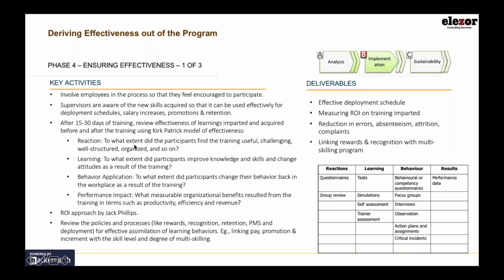In reaction, you see to what extent the participant found the training useful, challenging, well structured, organized, and so on. You develop questions on these guidelines: reaction, learning, behavioral application, performance impact. To what extent did the participants improve knowledge and skills and change attitudes as a result of the training? Behavioral application covers to what extent participants changed their behavior back in the workplace as a result of the training. Very critical point. And performance is the output impact: what measurable organizational benefit resulted from the training in terms such as productivity, efficiency, and revenue.